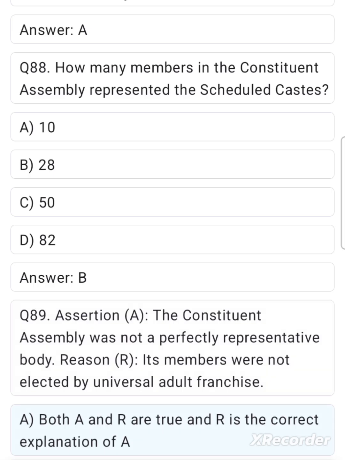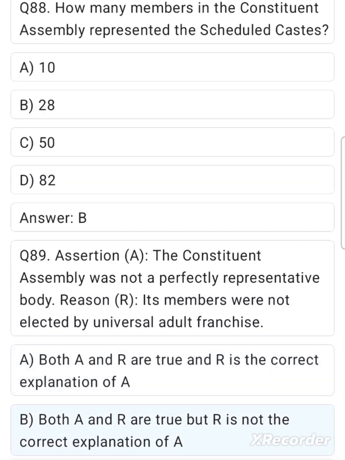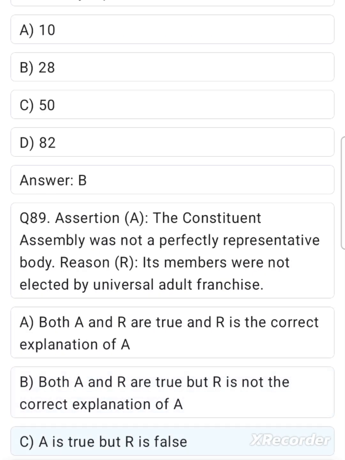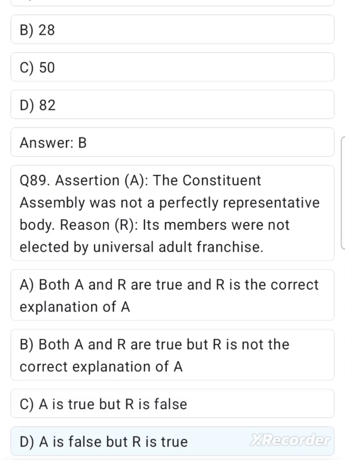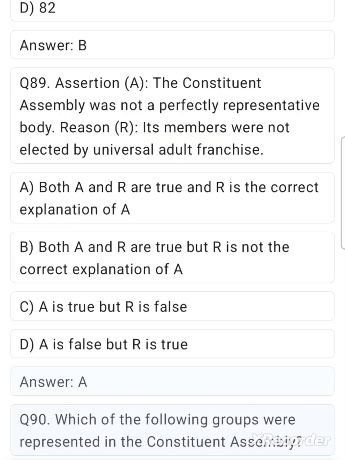A. Both A and R are true and R is the correct explanation of A. B. Both A and R are true but R is not the correct explanation of A. C. A is true but R is false. D. A is false but R is true. Answer. A. Q90. Which of the following groups were represented in the Constituent Assembly?